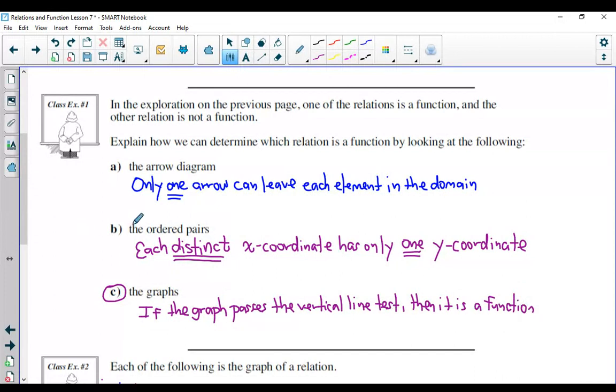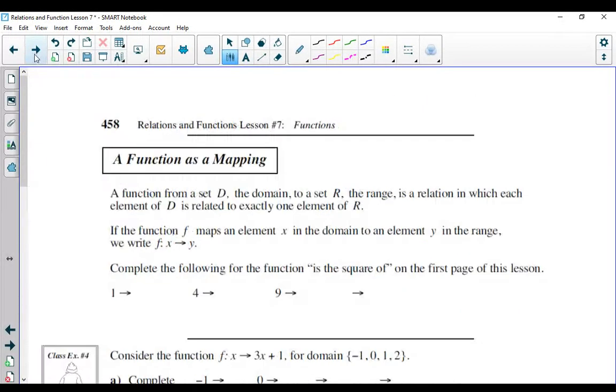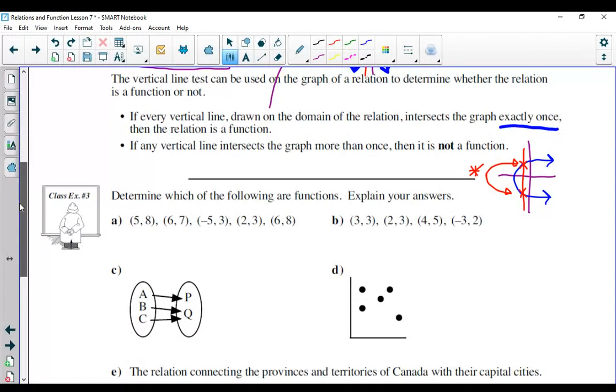Okay, so in terms of the ordered pairs, in order for it to be a function, for each distinct x coordinate, you're only allowed to have one y coordinate. So let's look at what we have here. For a distinct value of x equals 5, we have y equals 8, so no problem so far. For x equals 6, we have y equals 7. So no problem, 6 maps to 7. If we have -5, that maps to -3. We have 2 maps to +3. Now here's where it fails.